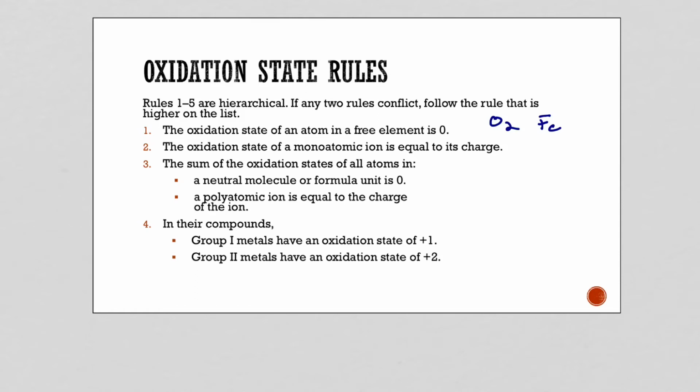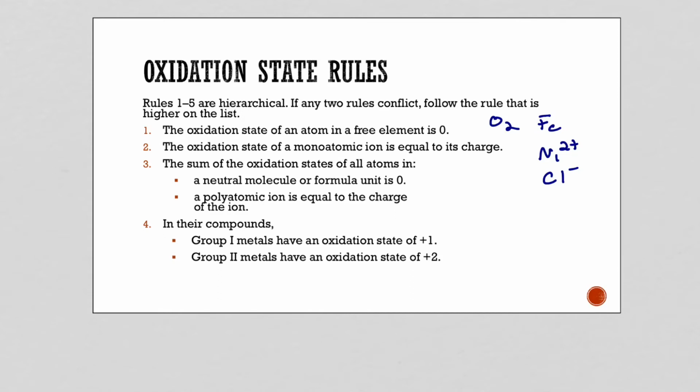If we have a monatomic ion shown in a reaction, so let's say we show, say, nickel 2+, or we show Cl-, right, as part of the reaction, then those actual ions will get their charge as their oxidation state.